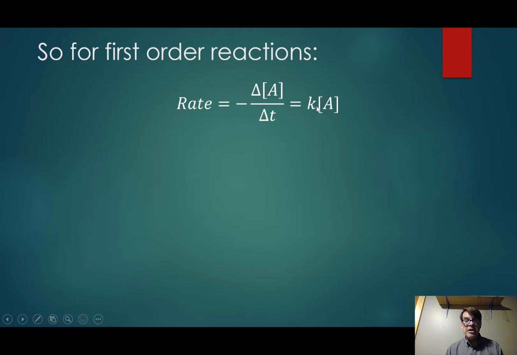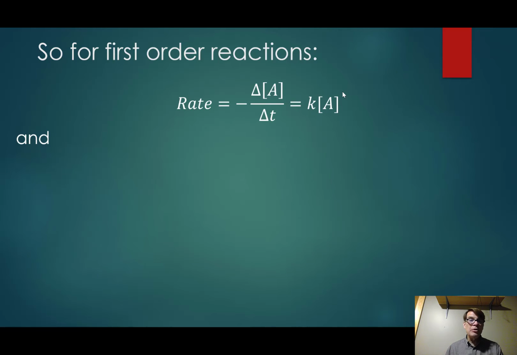All right? And it's also equal to a constant times the concentration of A. This is called a first order reaction because the power of the concentration of A here is 1. When you don't write anything up here as a superscript, it's 1. That's assumed. If nothing's written there, the power is 1. And so that's a first order reaction.